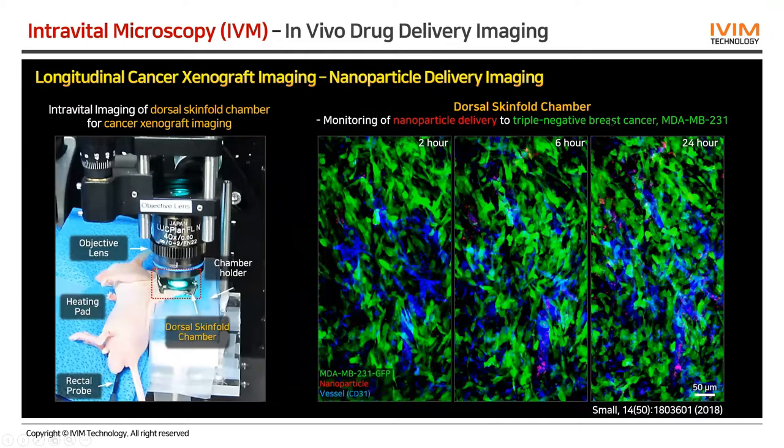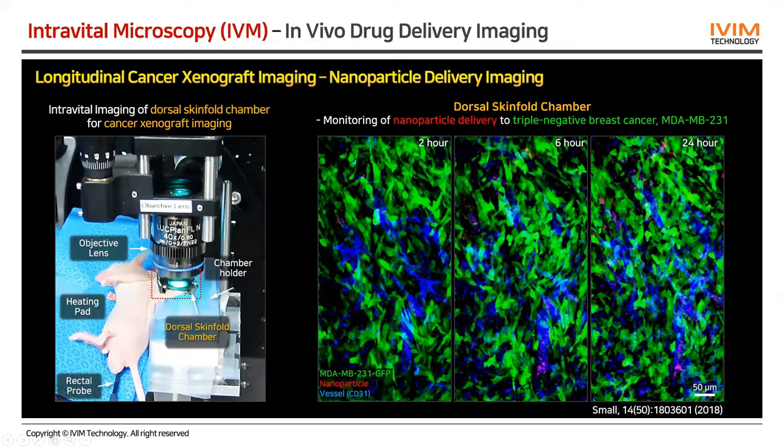we made a breast cancer genomic model using MDA-MB231 GFP cells. We inject this tumor cell, and it takes about 2 to 3 weeks until the tumor grows. And then we intravenously inject a nanoparticle in red color and see how this nanoparticle is delivered through the tumor vessel and then eventually to the cancer cell over 24 hours.